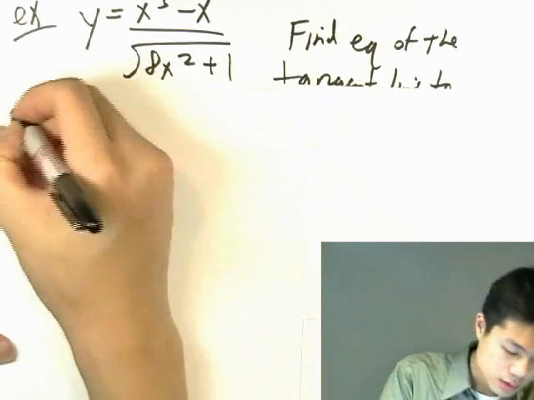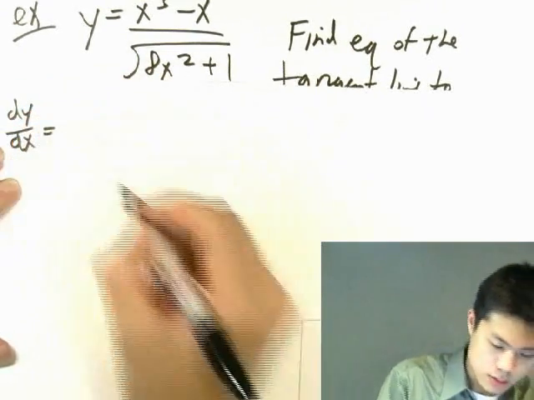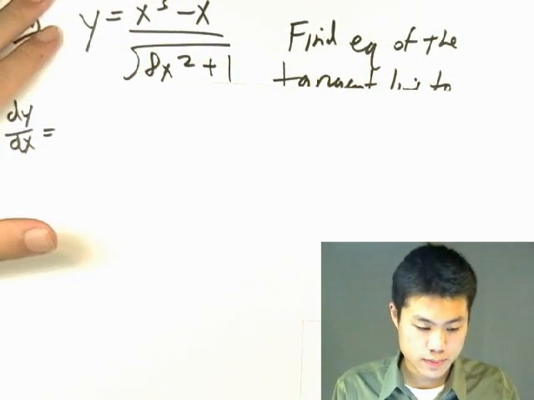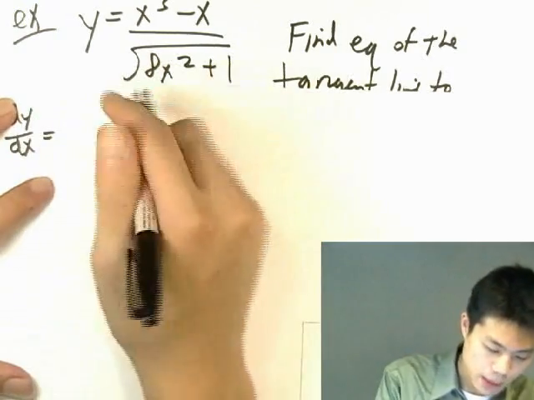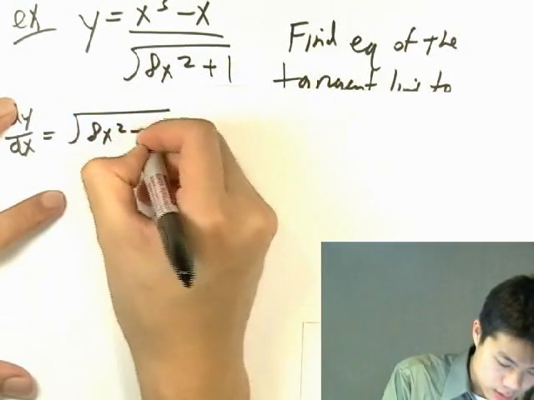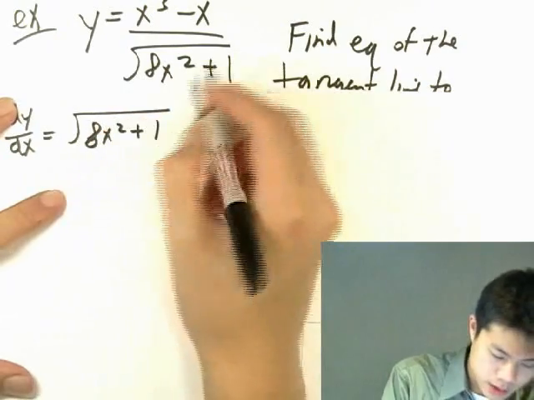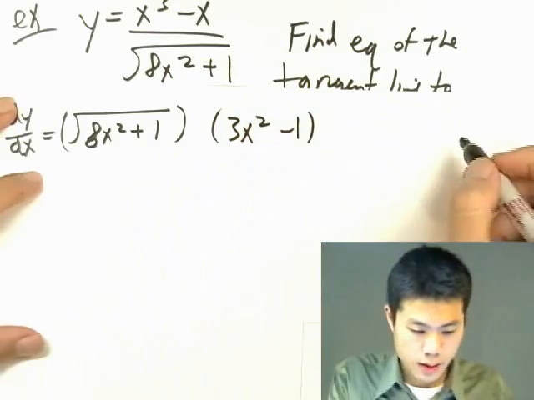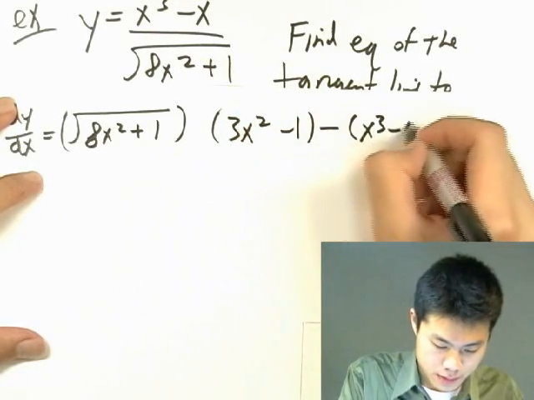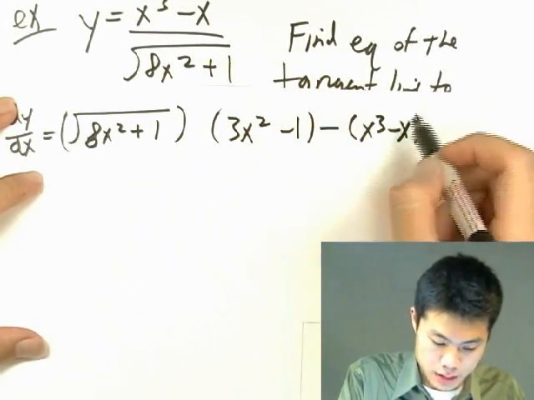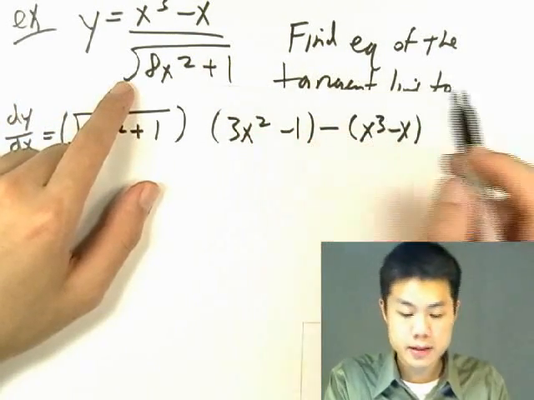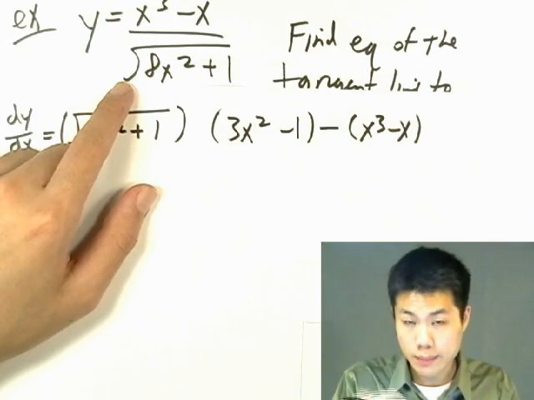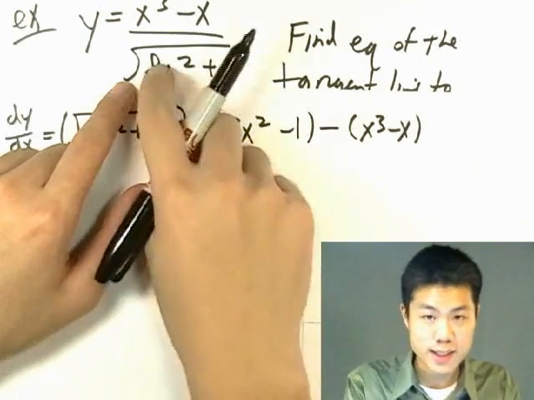We have to use the chain rule in this case, and we also have to use the quotient rule. Let's start. It's going to be the bottom times the derivative of the top, 3x squared minus 1, minus top times the derivative of the bottom. We see that we have the square root of something. So the derivative of the square root of something is going to be 1 over 2 square root of that something, times the derivative of that something.